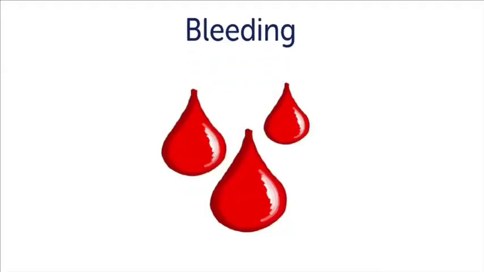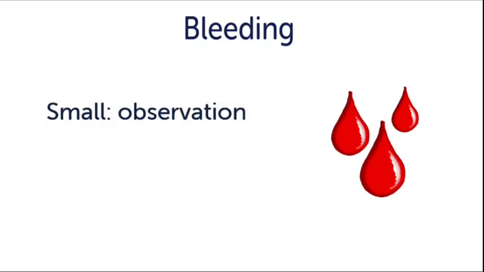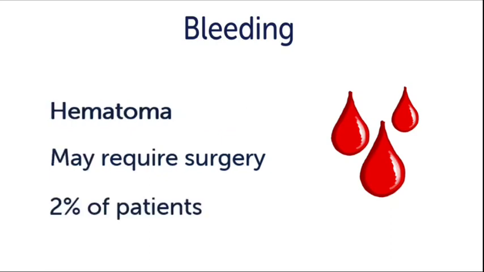Number 2, bleeding. A small amount of blood loss is expected during any open surgery, but this risk specifically refers to the very small chance of having either excessive bleeding during surgery or having a collection of blood that develops after surgery called a hematoma. Small hematomas may not require any intervention, but larger hematomas will often require going back under anesthesia and reopening the incision to clean out blood and find an open blood vessel. This occurs in 2% of patients or less.